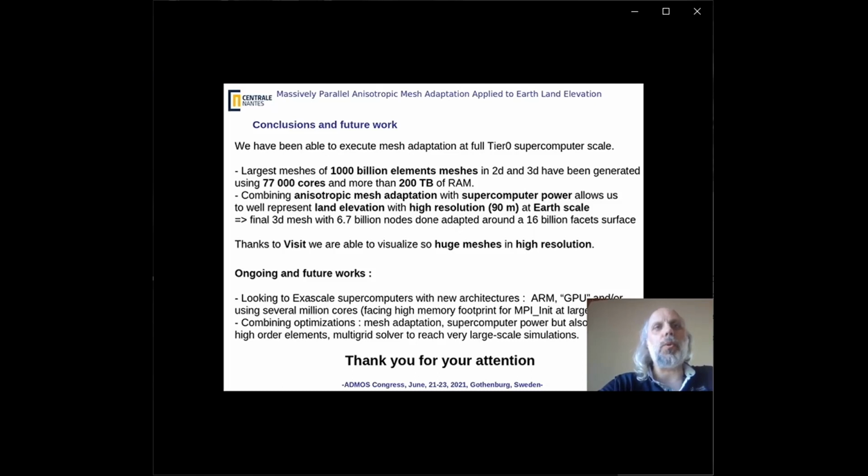In ongoing work, we are looking at exascale supercomputers with new architectures, ARM cores, GPUs, and/or using several million cores. We also want to combine optimization, so mesh adaptation with supercomputer power, but also with high order elements and multigrid solvers to reach very large scale simulations.